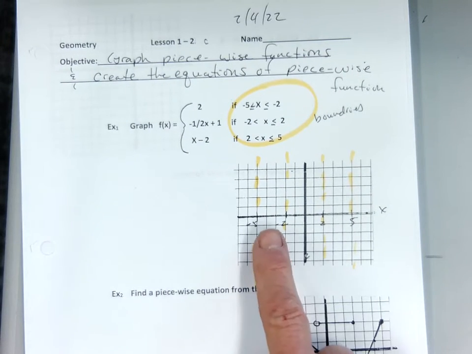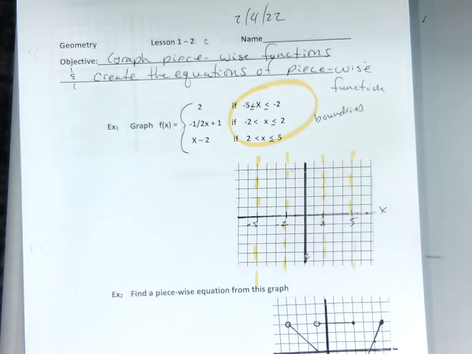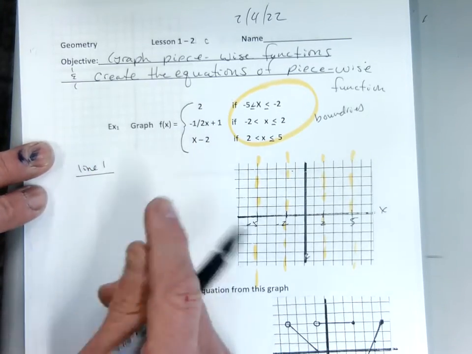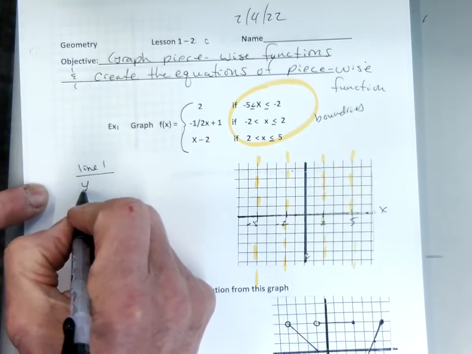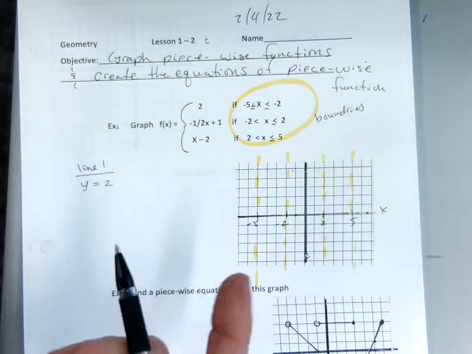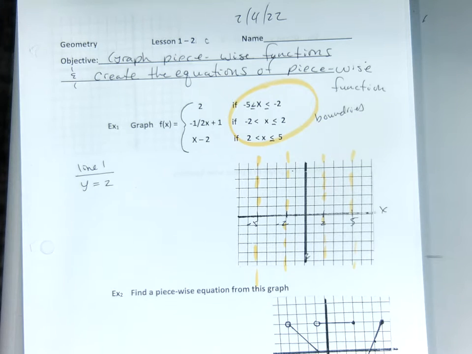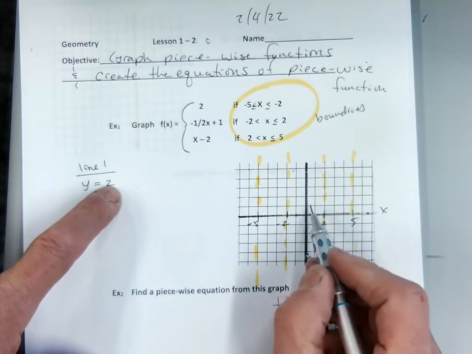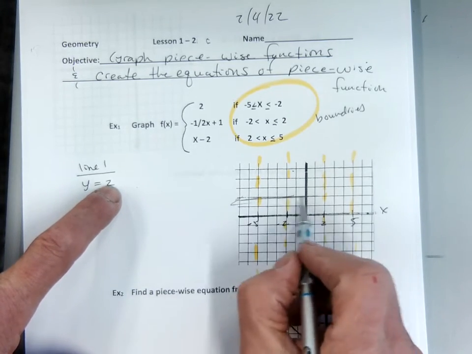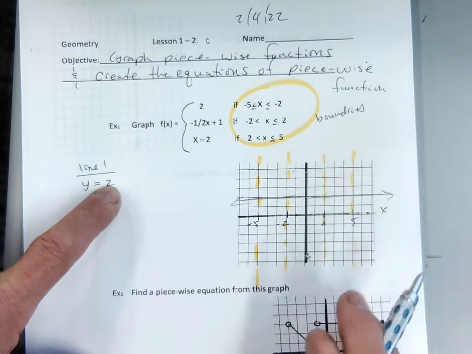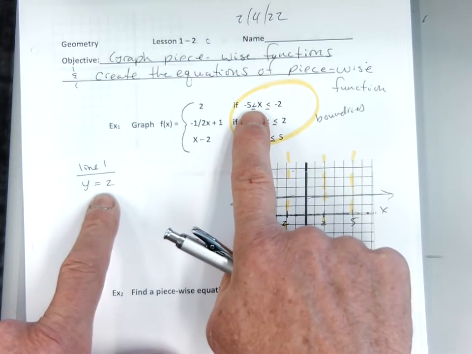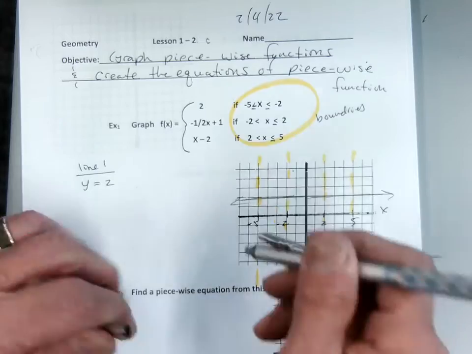So I have 3 regions. Great, I've got 3 graphs. My first line is y equals 2. F of x, y, same thing, except for it's a function. I know that's a horizontal line at 2. So 1, 2, and I draw my horizontal line. Of course, I use pencil because I'm not going to keep all of this line. I'm only going to keep the part of this line between -5 and -2, so I erase all the rest.